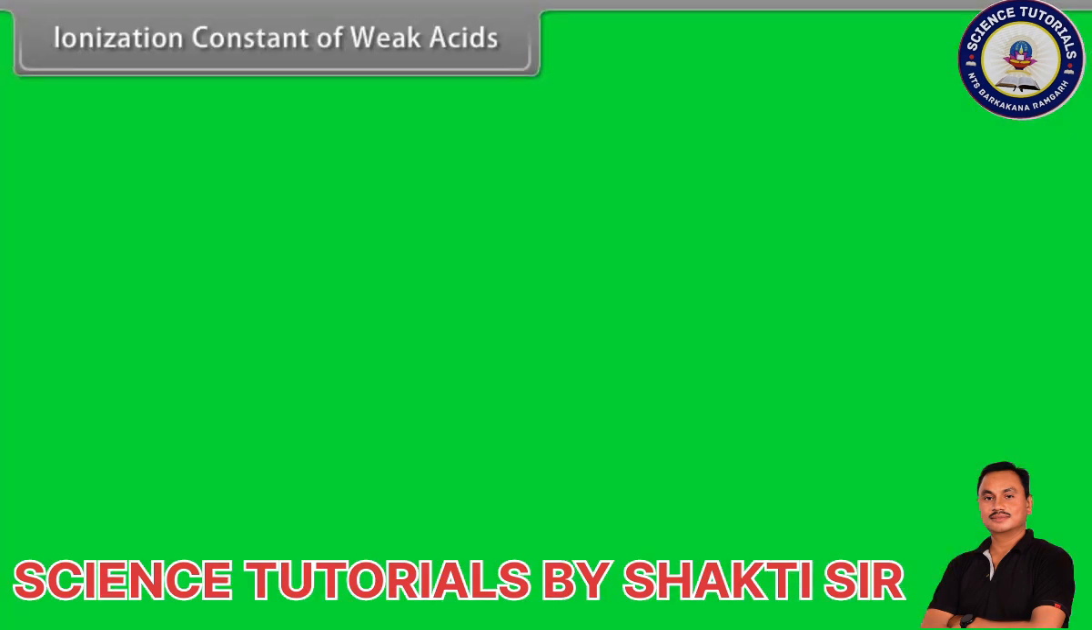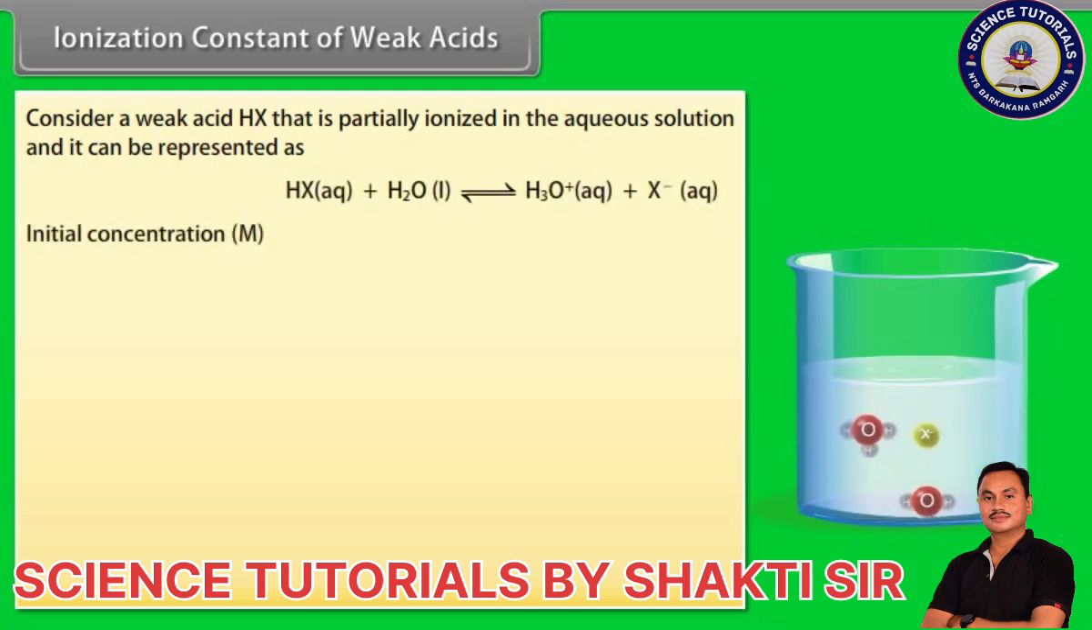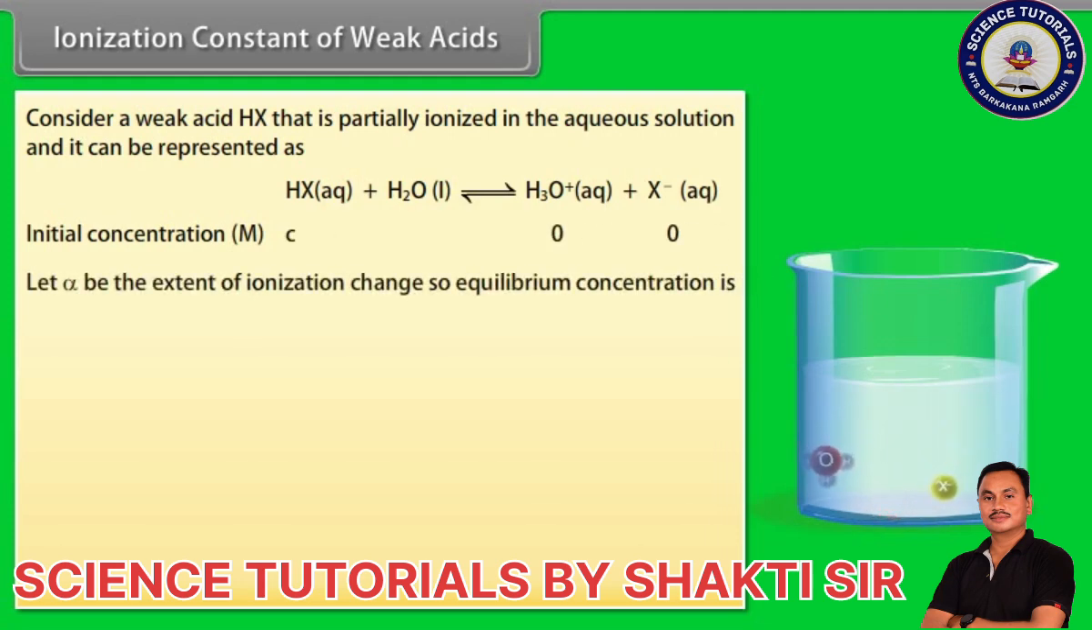Ionization constants of weak acids. Consider a weak acid HX that is partially ionized in the aqueous solution. Let the initial concentration of HX be C. Let alpha be the extent of ionization. So the equilibrium concentration of HX is C minus C alpha. The H3O plus equilibrium concentration is plus C alpha, and X minus equilibrium concentration is plus C alpha.